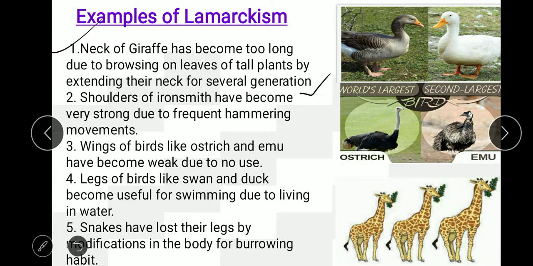So this is because of the activity, students. This is because of the activity done by the giraffes generation by generation. This is not done in one generation, students. It takes many generations, and evolution is a very slow process, students.